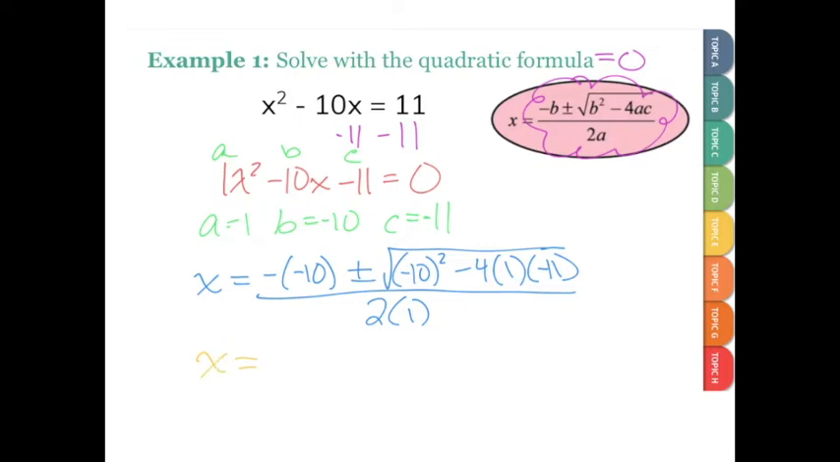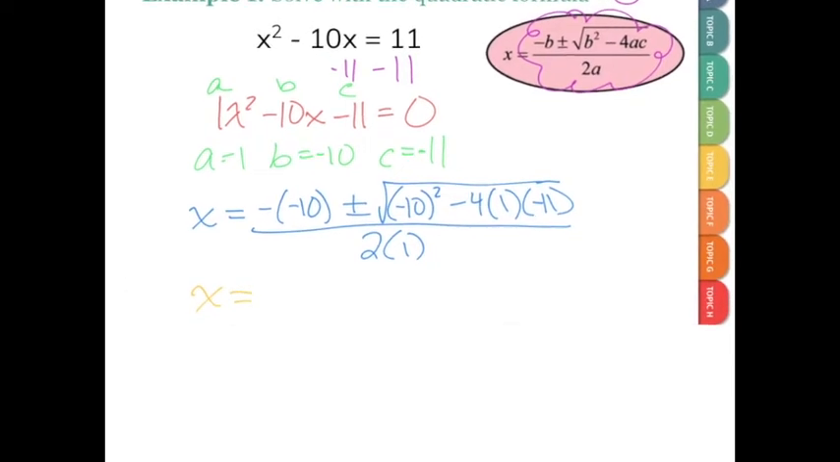So now I'm going to simplify. So we've filled it out. We now have what x is equal to. It's just really crazy to say x equals all of this. Like, that's not really helpful, right? So we want to actually simplify it down.